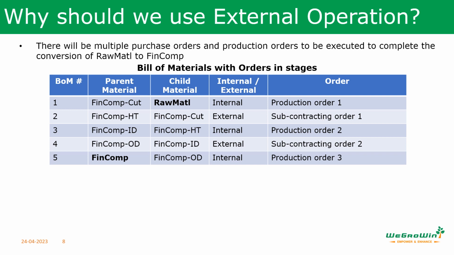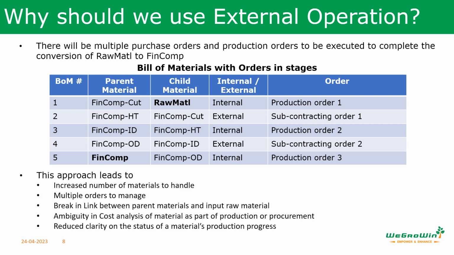For example, now we have to trace all these intermediate materials to understand what the status is. And there is ambiguity in cost analysis of the material, because there is a production order and there is a purchase order. Some quantity is going to purchasing cost, something is coming to the production. How do we trace the total cost? And also there is reduced clarity on the status of material production progress.